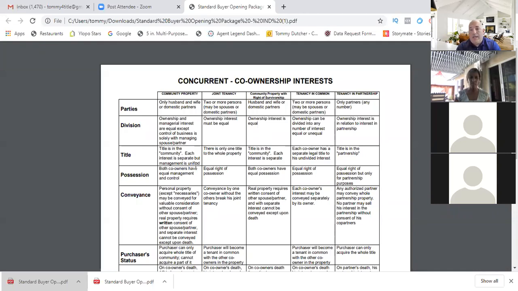Each co-owner has a separate legal title to his undivided interest. Sometimes you'll see it on one deed where it's broken down. Betsy owns 20%, Tommy owns 30%, Colleen owns 50% as tenants in common. Sometimes it'll just state Betsy Berkey owns 50% ownership rights as tenants in common. And she has one deed, and then there's a separate deed that I own that says I own 30%. And they're all recorded as separate. So you can see it either way.